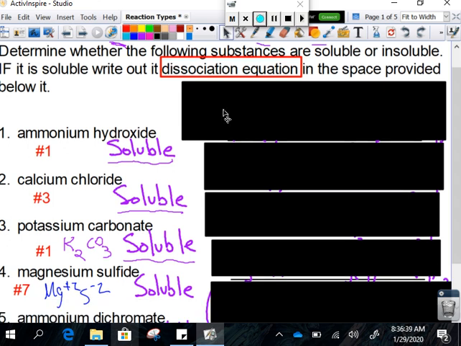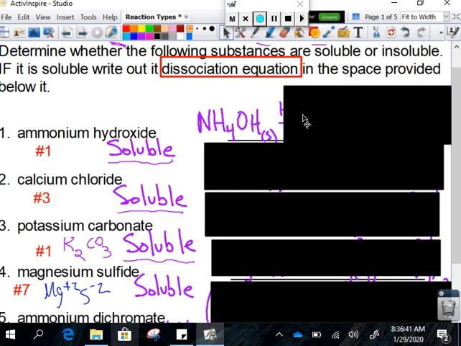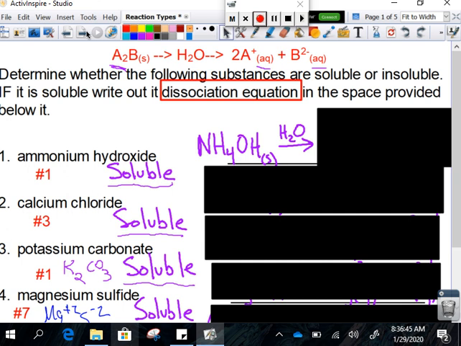So our first compound is ammonium hydroxide, and it is going into water. So just like before, I wrote the compound as a solid, and now it's going into water. See, the water's right there on the arrow. If it is soluble, this compound will break apart into its ions. Well, its ions are spelled out right in the name.